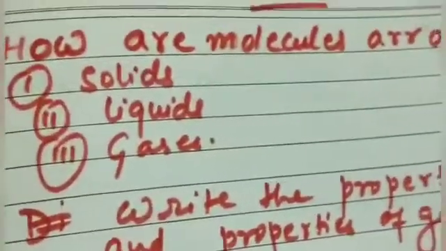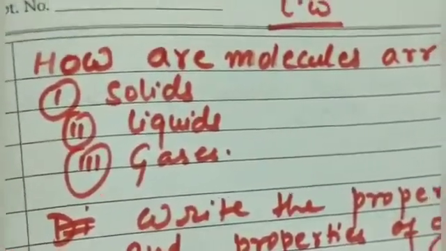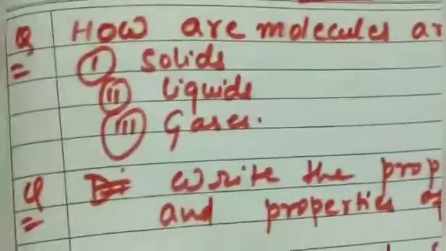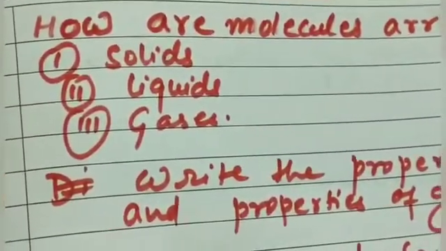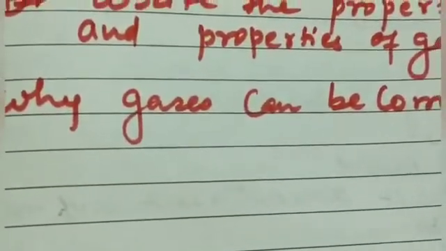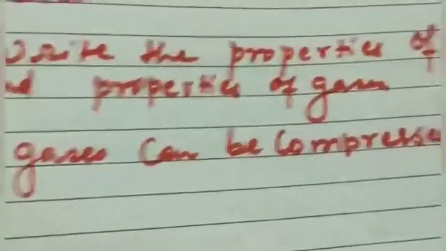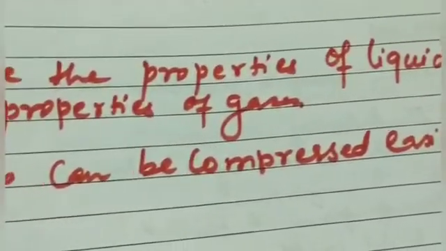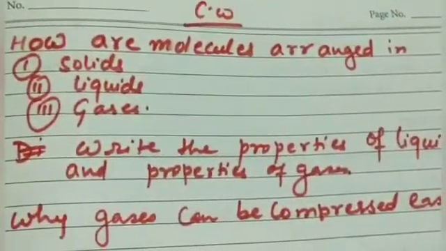So now you can write the properties. How are molecules arranged in solids, liquids and gases? Then write the properties of liquids and the properties of gases. And the third and the last question you will do in classwork is why gases can be compressed easily. So these are the three questions you need to do in the classwork.